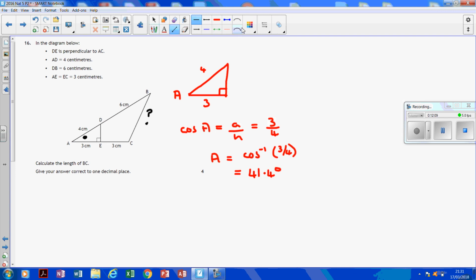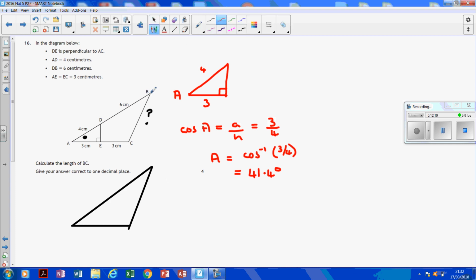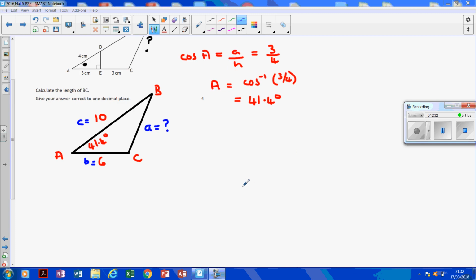Now that then means that I can work out the sizes of that whole big triangle. Okay, so if we take the whole triangle there, we've got this side here is 4 and 6 is 10. That side here is 3 and 3 is 6, and I've worked out that this angle is 41.4 degrees. Now that means we've got a triangle here. I've put down 3 sides, I've labelled them, and I want to work out A.